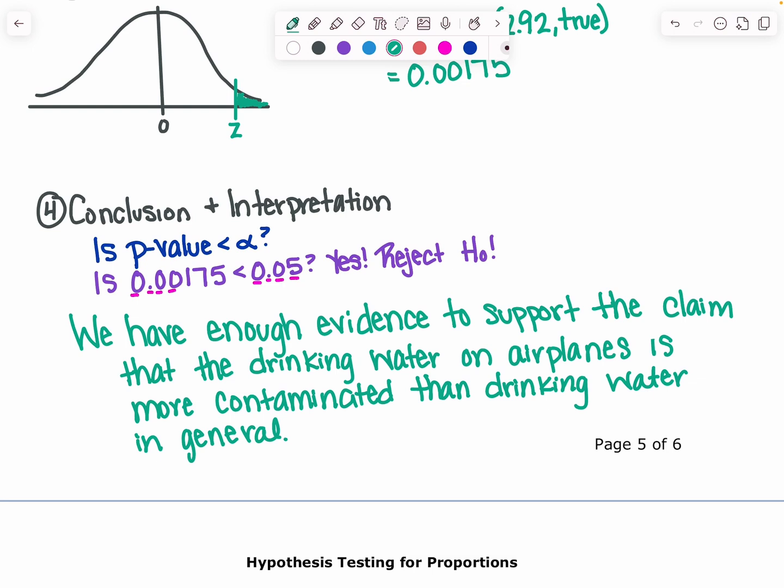There we go. So we rejected the null hypothesis because we had a small p-value, and that small p-value was the evidence we were looking for. And because of that, our interpretation statement said that we did have the evidence we needed to support the claim that the drinking water on the airplanes is more contaminated than drinking water in general.